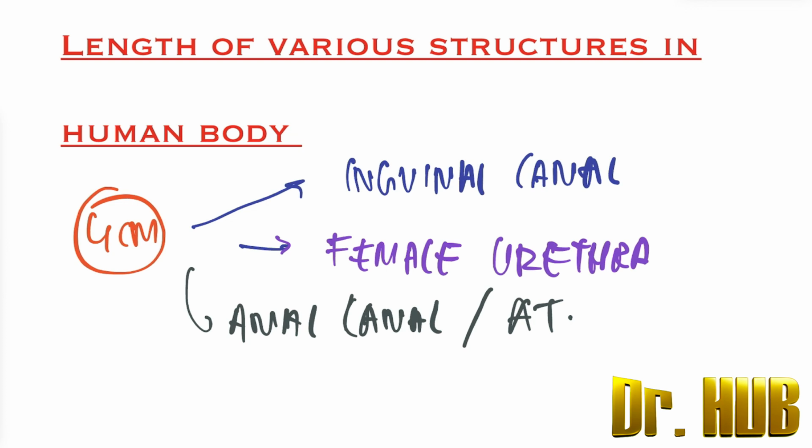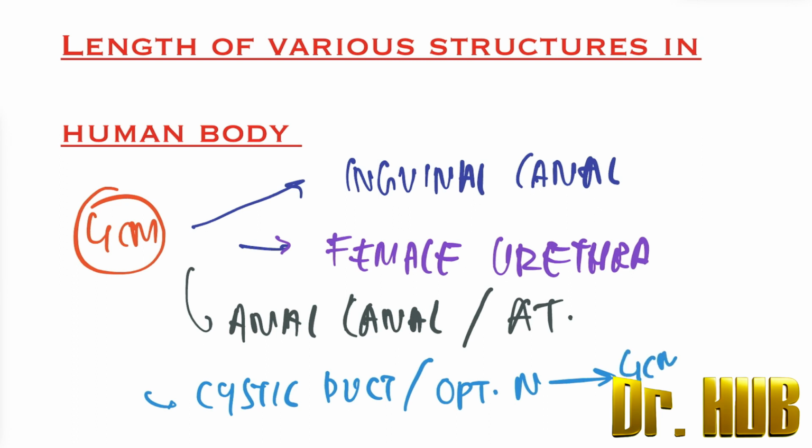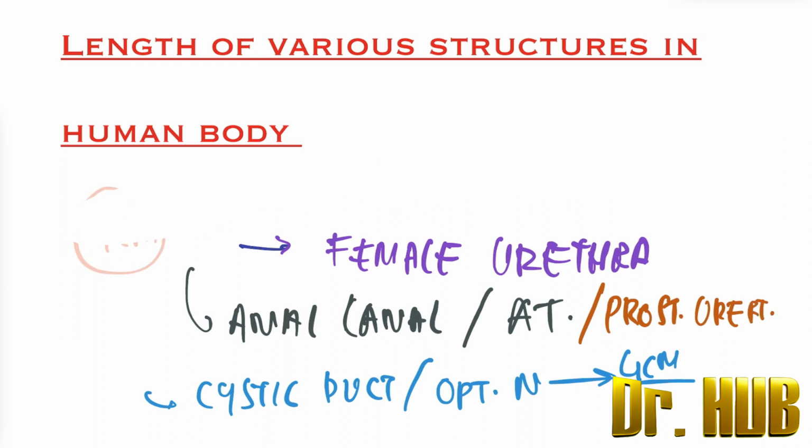Then the auditory tube as well. Then the cystic duct. Then the optic nerve, this is very important. The optic nerve is also 4 centimeters. As well as there is the prostatic urethra. The female urethra as a whole is 4 centimeters, but the prostatic urethra is 4 centimeters. Now let's move on to 5 centimeters, that is 1 centimeter more.